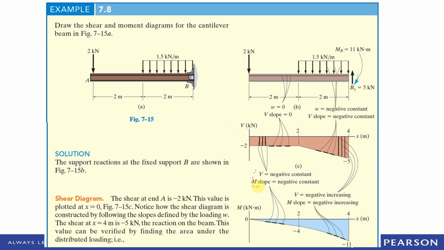dM dx, remember, that's equal to the shear. The slope of the moment is going to be just the shear force right here, which is negative 2 over 2 meters. That will get us down to negative 4 kilonewton meters.